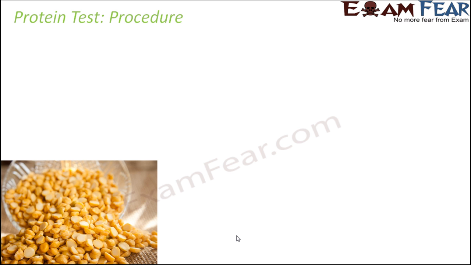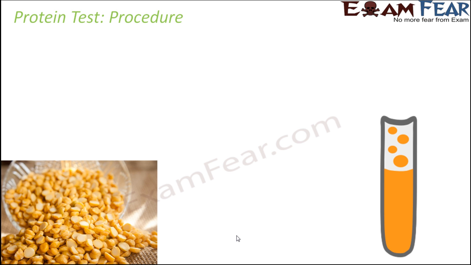For doing this test, the first thing we have to do is make a paste of these pulses, because the pulses are in the form of granules. So you need to make a paste of it, maybe in the mixer grinder. Once you make a paste, take the paste in a test tube. Inside this test tube you take the paste which you have prepared by grinding these pulses, and you also add some water to it. So you will get a semi-liquid mixture which has the paste of the pulses and some water.